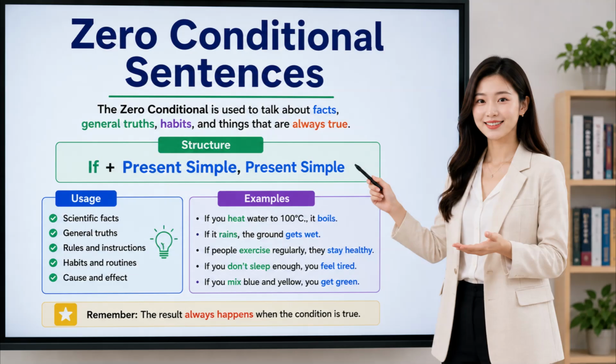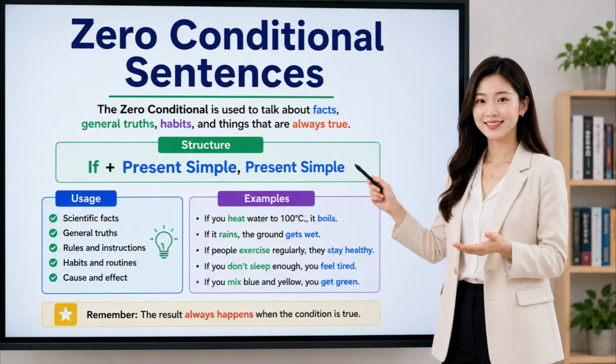Understanding the zero conditional will help you describe everyday facts and explain how things work in the world around you. By the end of this lesson, you'll be able to recognize, understand, and use zero conditional sentences correctly and confidently in your speaking and writing.